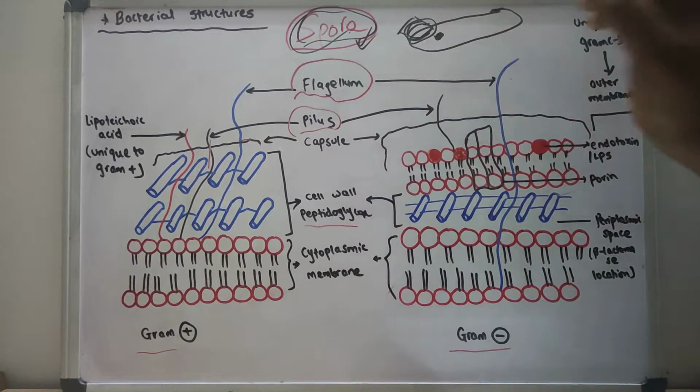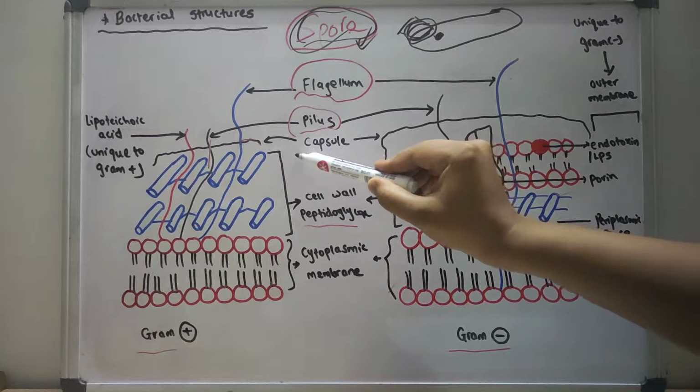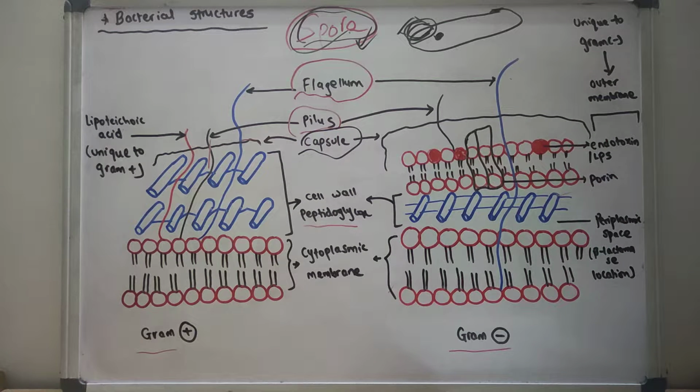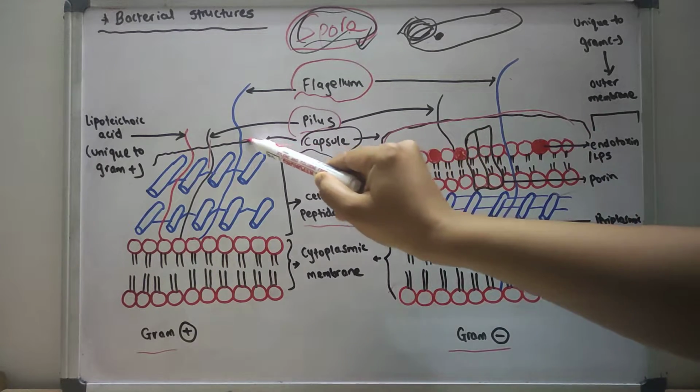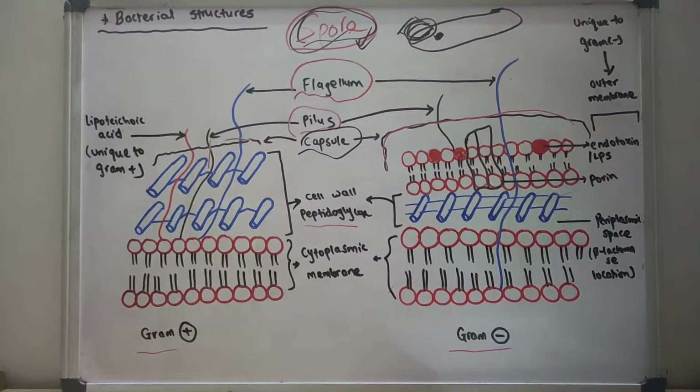So spore is very much important for the gram-positive bacteria. Now let us talk about the capsule of the bacteria. The capsule is present in both gram-positive and gram-negative bacteria. You can see the outermost layer of both gram-positive and gram-negative bacteria is the capsule.